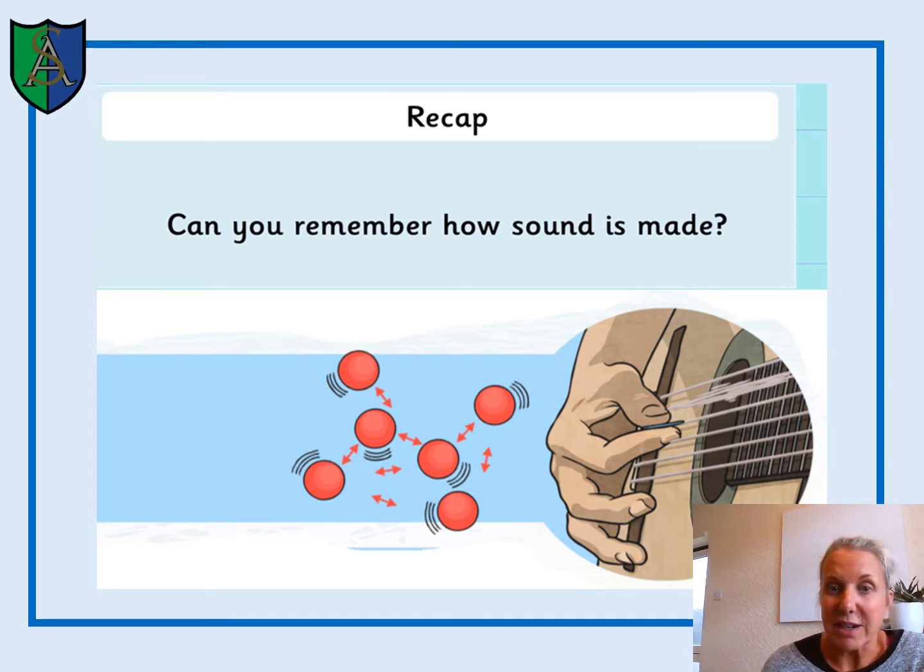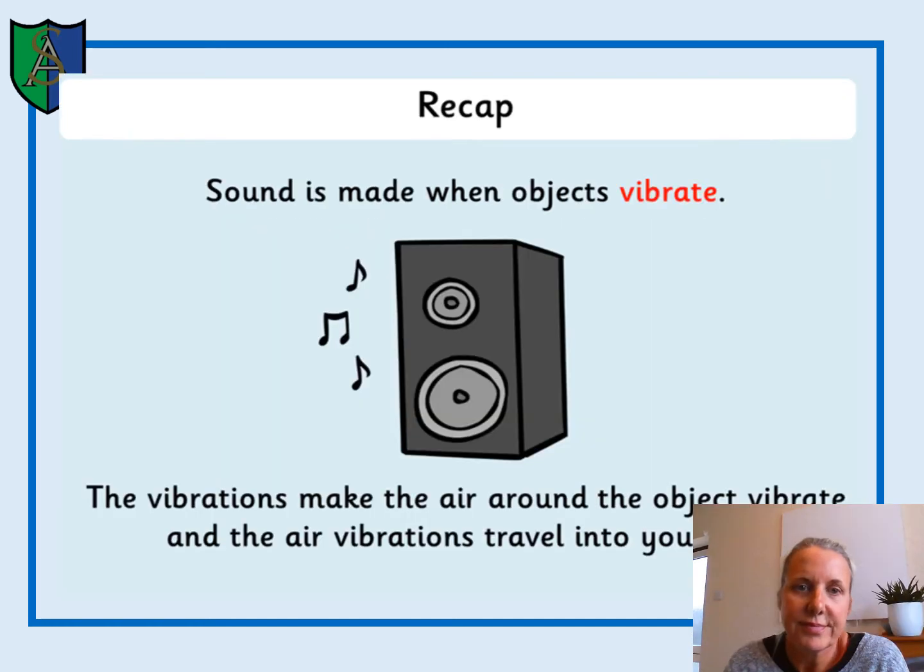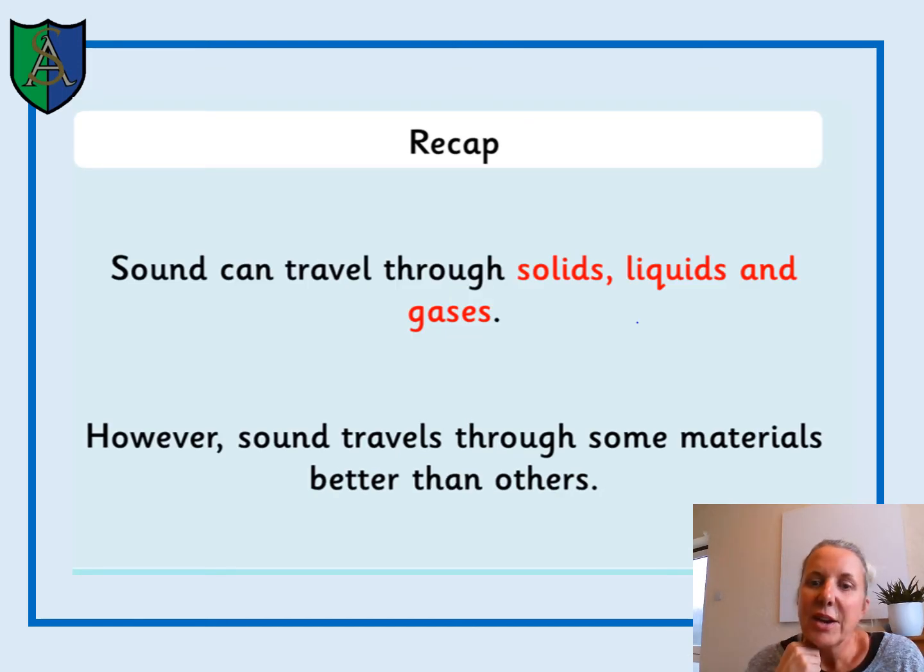Can you remember how sound is made? So sound is made when objects vibrate. So the vibrations make the air around the object vibrate, and then those air vibrations travel into your ear. We learned that sound can travel through solids, liquids and gases. However, sound travels better through some materials than others. And we discussed last week and decided that sound travels better through solid objects than it does through liquid or gases because the molecules are more tightly packed together.